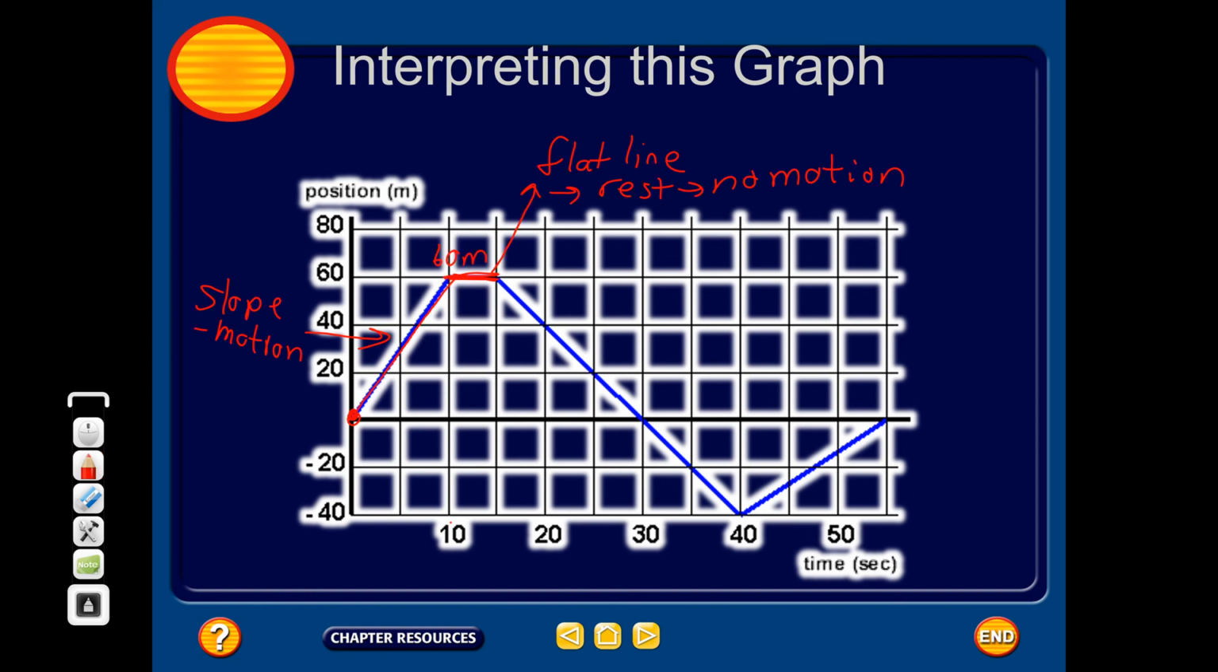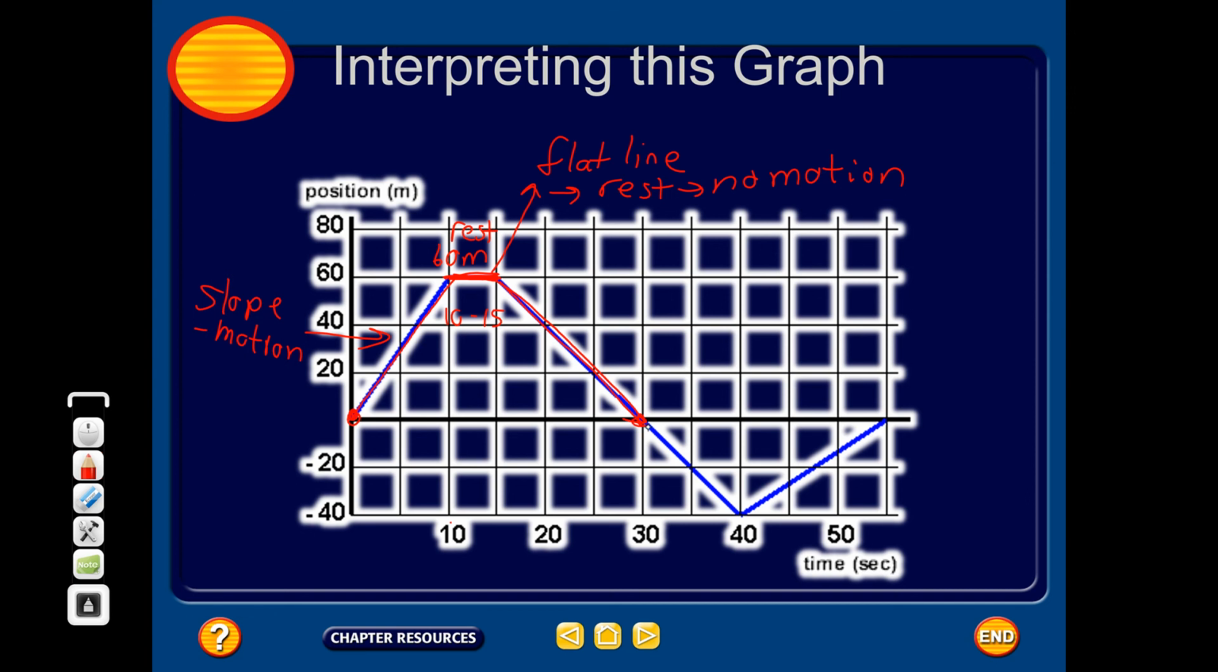12, 13, 14, 15. 15 is where I start moving. So 10, 11, 12, 13, 14, and at 15, during this time frame from 10 to 15 seconds, I am at rest. But then what happens at 15 seconds? I start moving back. Obviously we could say he moves forward and then back. Why do I know he's moving back? Because I'm going back toward 0. So now I'm moving back towards 0.